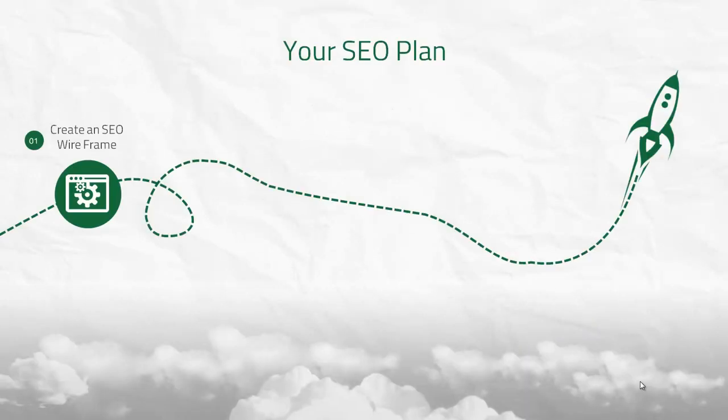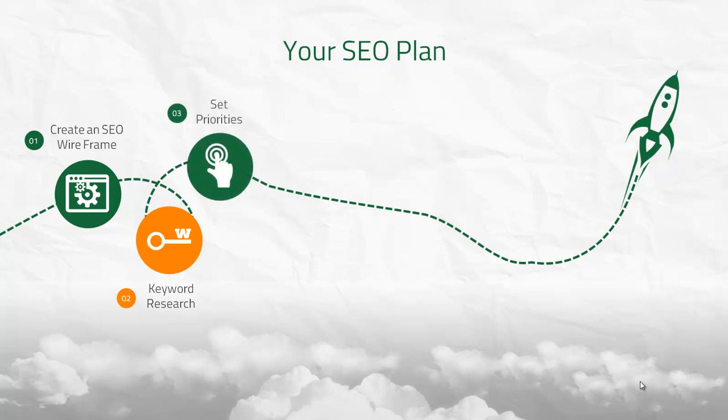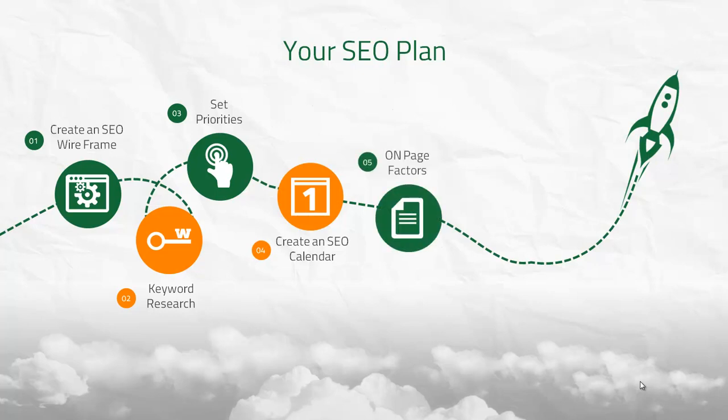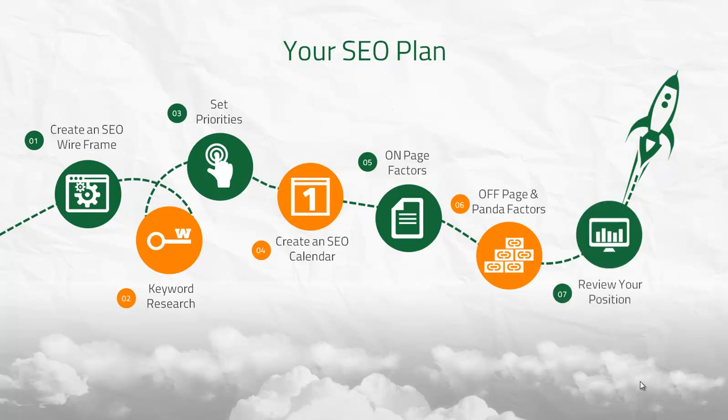So we have an SEO plan, and with your SEO plan you have a couple things. One, you want to create an SEO wireframe, and we'll explain each one of these in detail in just a moment. Two, you want to do keyword research and make sure you have good keywords on each page. Three, you want to set your priorities. Four, you want to create an SEO calendar. Five, you want to do on-page factors. Six, you want to do off-page factors and Panda factors. And then seven, you want to review your position. So let's go through each one of these steps.